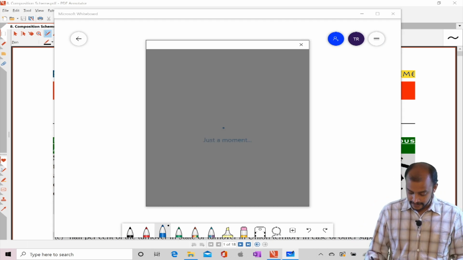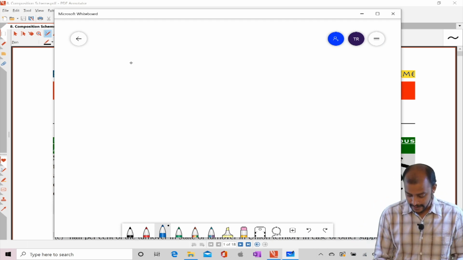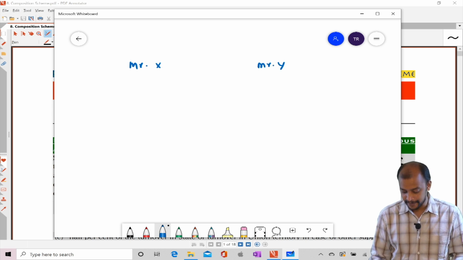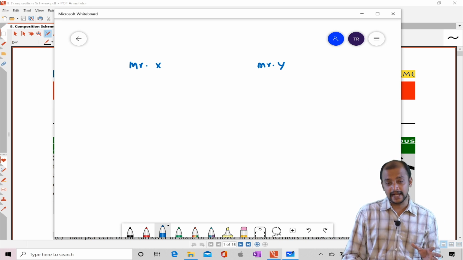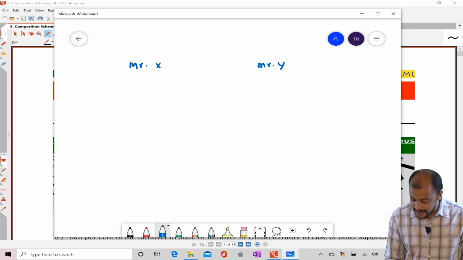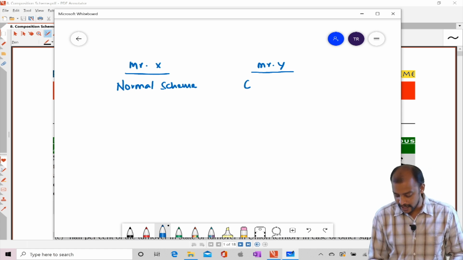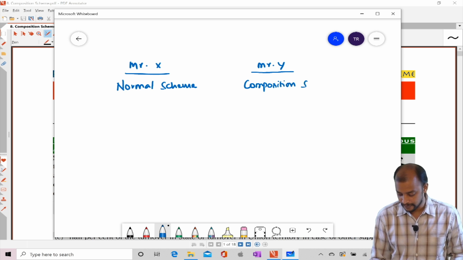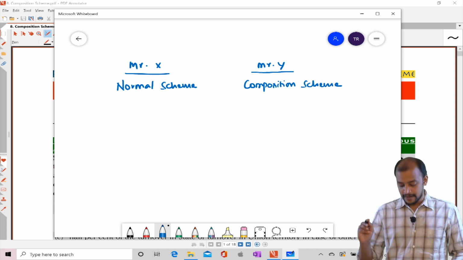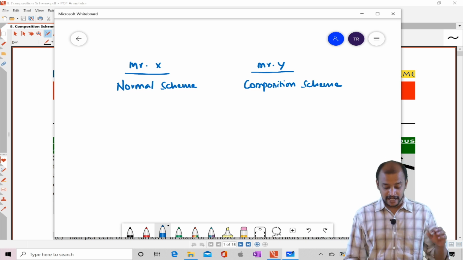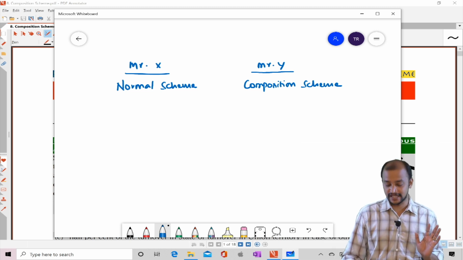Let's take Mr. X and Mr. Y. There are two people, Mr. X and Mr. Y. Mr. X is opting for the normal scheme and Mr. Y is opting for the composition scheme.